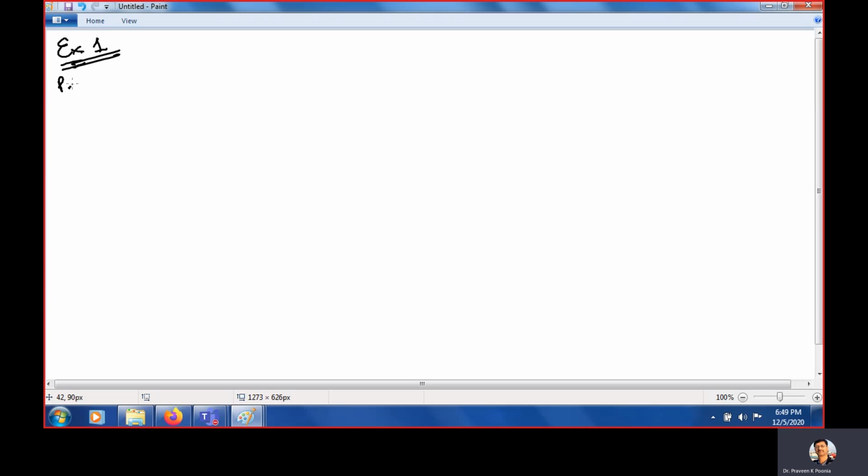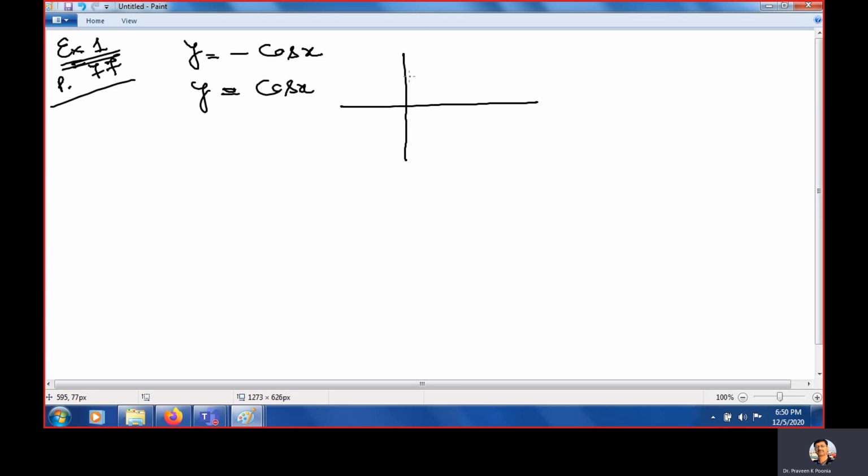So the first question that comes here is example question number 1. I am taking it from exercise page 77. This is y is equal to minus cosine x. Minus cosine x means what? Whatever values we are getting, all values are changing. Positive changes to negative and negative changes to positive. First we will draw the graph of cosine x to learn it. So the graph of cosine x is this one.